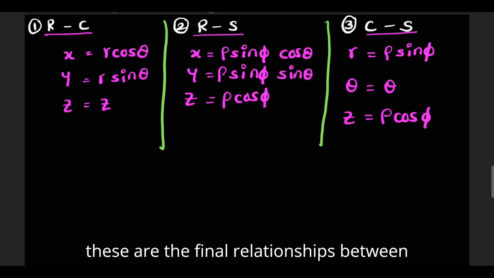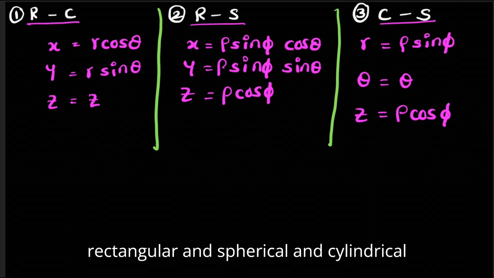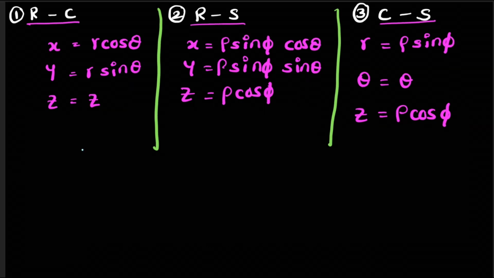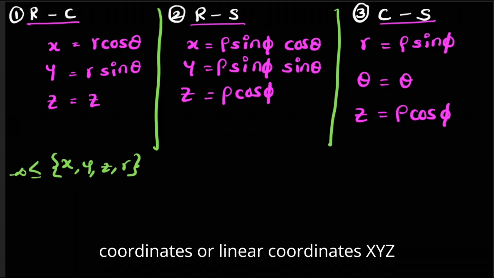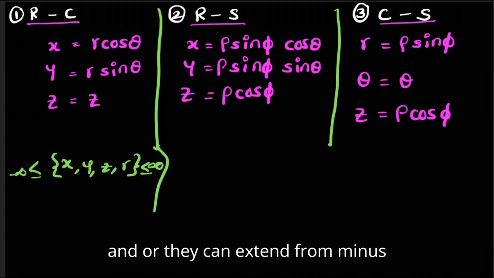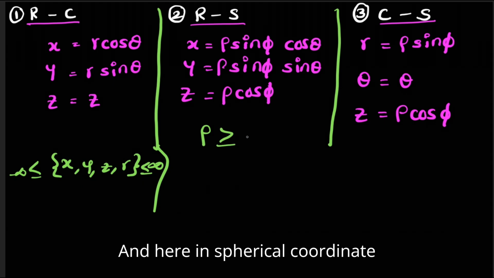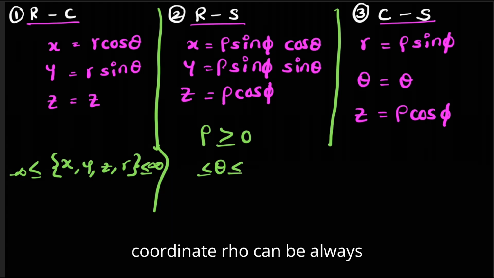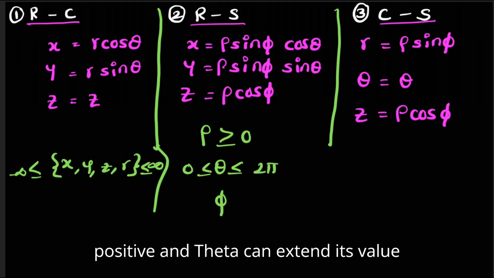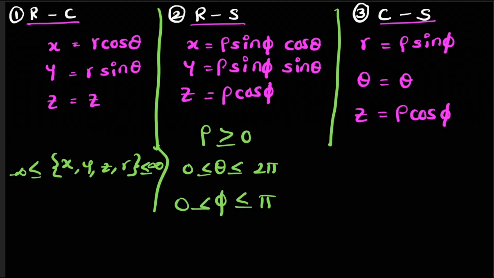And these are the final relationships between rectangular and cylindrical, rectangular and spherical, and cylindrical and spherical coordinate systems. Now here we have to remember a few things about these coordinates: the rectangular or linear coordinates x, y, z and r can extend from minus infinity to plus infinity. And in the spherical coordinate system, the position coordinate rho is always positive, theta can extend its value from 0 to 2 pi, and phi can be between 0 and pi.